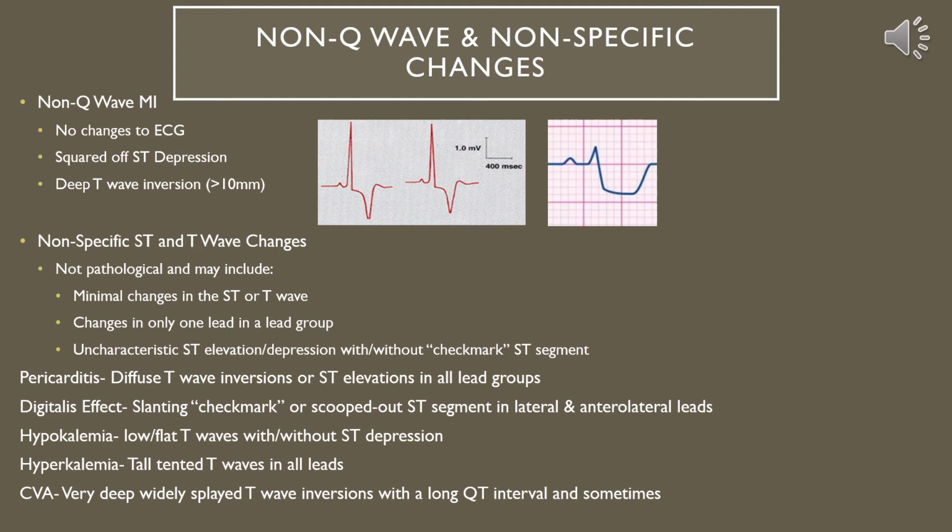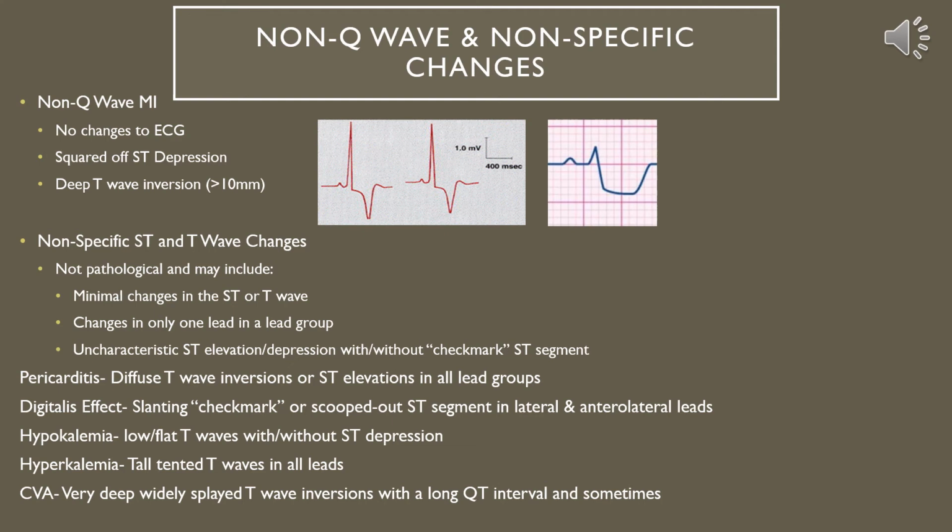Some changes that I wanted to list here for your use so that you can have reference to them later. I touched on non-specific ST and T wave changes. These are generally not pathological. They can include some minimal changes to the ST or T wave, maybe only in one lead in the lead group, so it's not very defined as far as having two depressive leads in the same lead group.